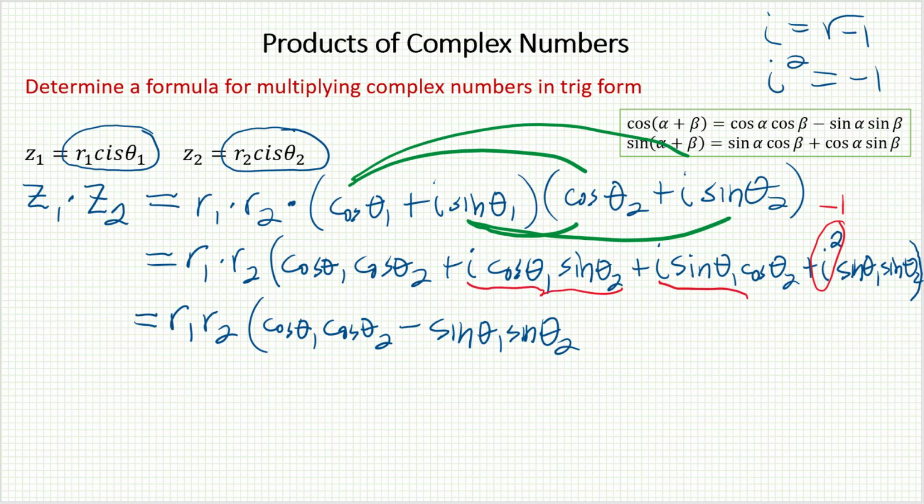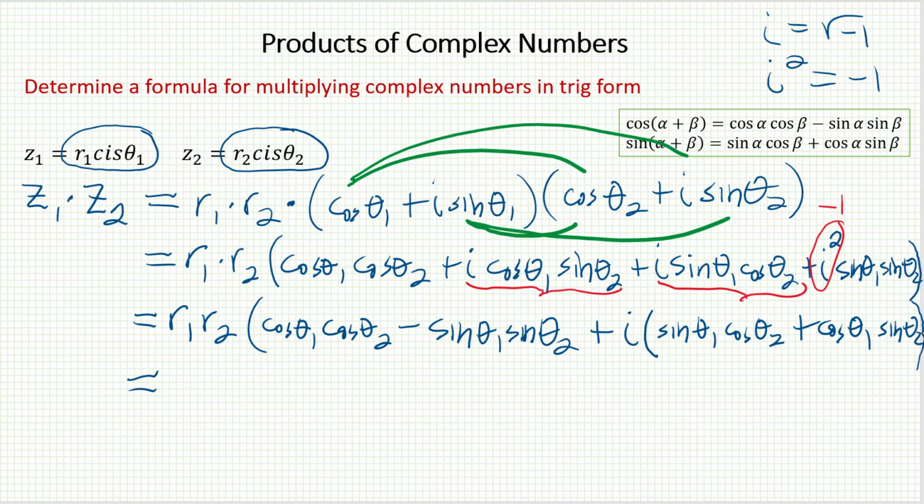And so what I'm going to do there is factor that i out to the front. So I'm going to write plus i, open up a new parentheses, and then fill in those terms, and I'm actually going to reverse the order of those two terms. So I'm going to write sine theta 1 cosine theta 2, and then cosine theta 1 sine theta 2. All right, I know this looks like a mess, but we're just about there.